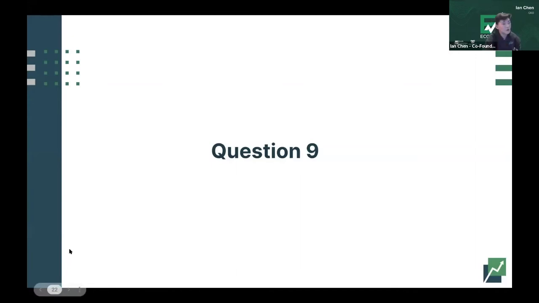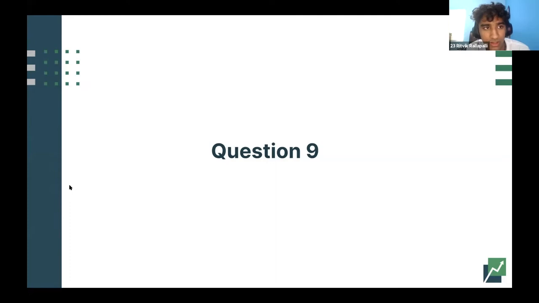Question 9. When the price of oranges goes up by 10%, the demand for apples goes up by 5%. What is this effect called? Ritvik. The substitution effect? That is correct. 3 points will be awarded to Ritvik's team, and we will now be moving on to the next question.